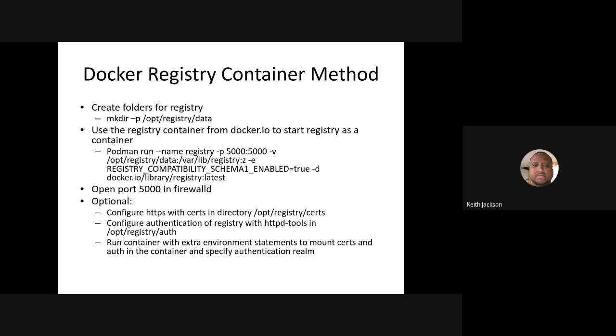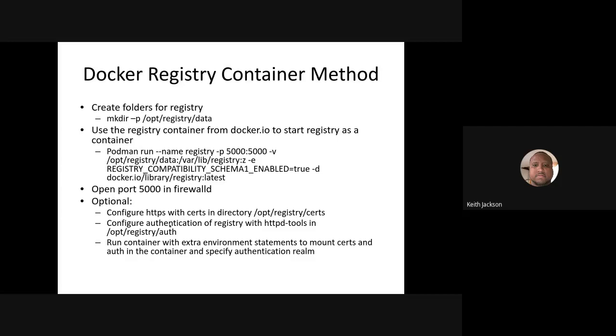And then I'm setting the schema 1 enabled true so that it has backwards compatibility with older versions of schemas on the container images. And then, like I said earlier, that's pulling from docker.io, library, registry, and I'm using the latest tag to get the latest version of it. You also want to make sure port 5000 is open on your firewall. It's the same with the Docker distribution RPM. So in both instances, you want your server to have port 5000, or whatever port you want to use, open on the firewall.